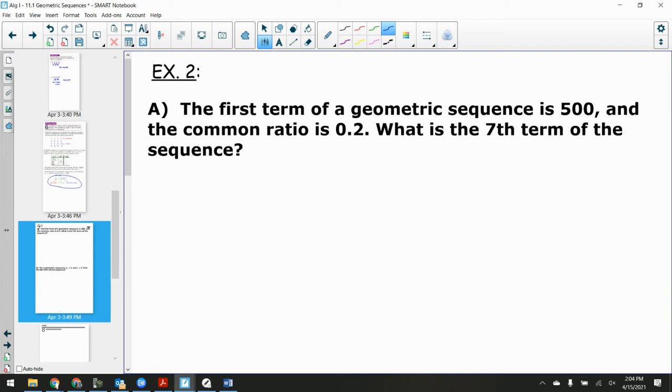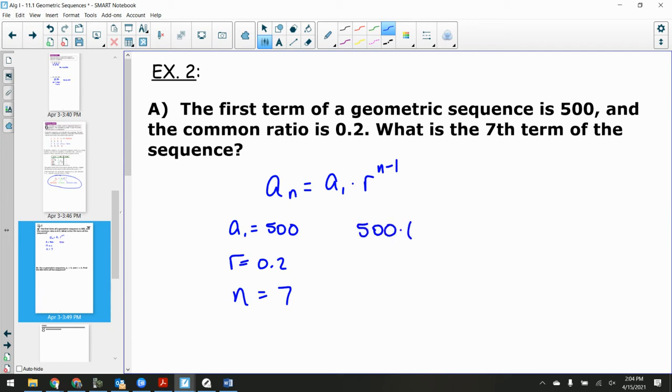So let's take a look here. The first term of a geometric sequence is 500, and the common ratio is 0.2. What is the seventh term of the sequence? All right, so let's take a look. My first term, my A sub 1, I'll write it out in my formula. A sub 1 times r to the n minus 1. A sub 1 is 500. R is 0.2. And the number that we're looking for is the seventh term. So let's plug it in. 500, my starting value, times 0.2 raised to the 6th power.